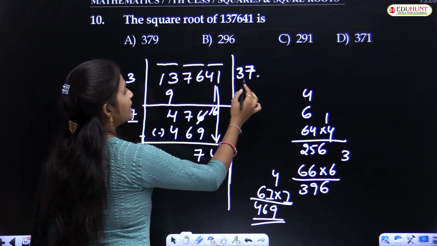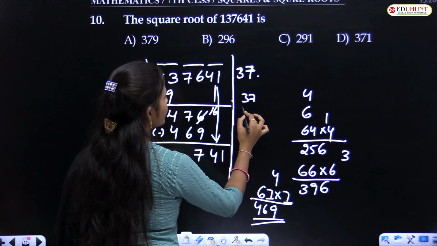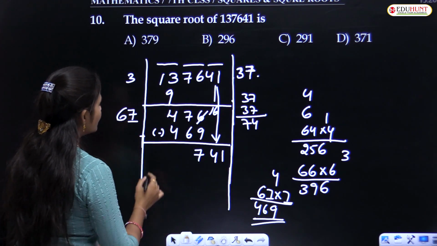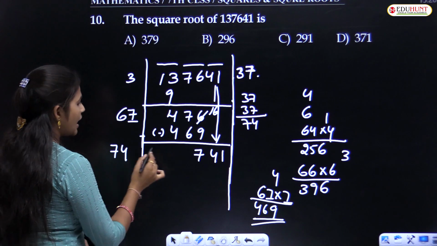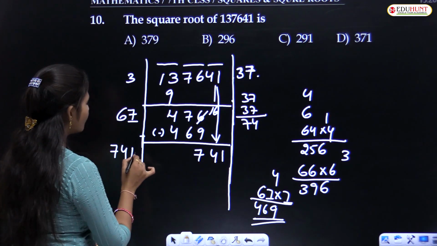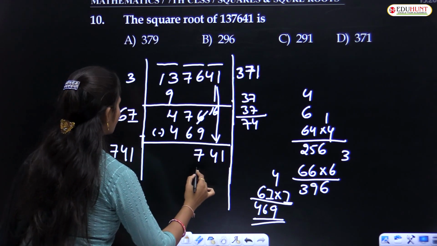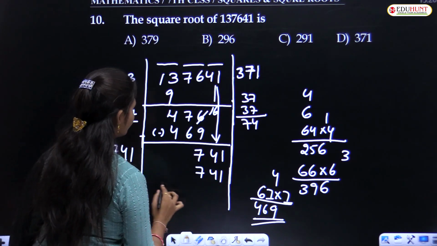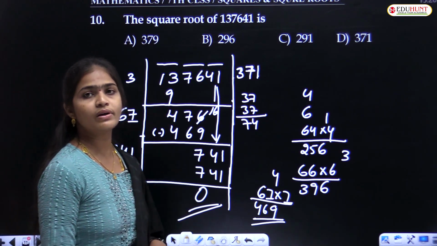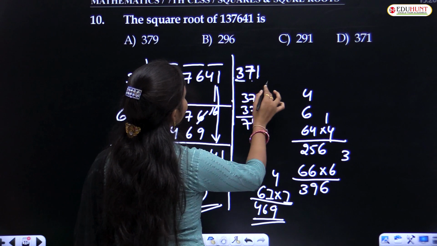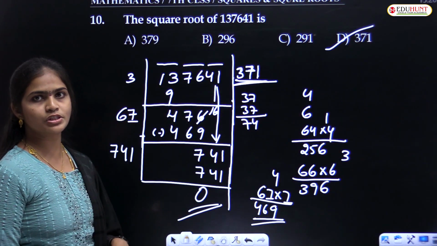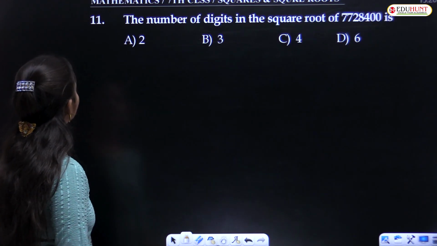Okay. Now double of 37 is 37 37, so that is 74. So directly we can say here 74, here 74. So this is 1 into 1, which is equal to 741. Okay, so its remainder is 0. Now what is the square root here? That is 371. So which option is correct? Option D is correct. Okay.